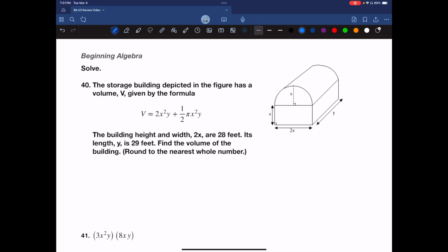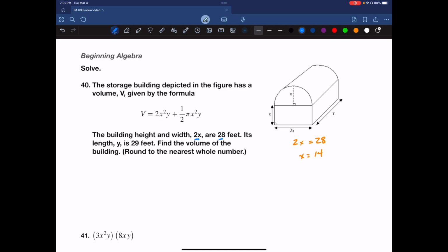This problem comes with a figure. The figure is almost not necessary. However, it tells you that the width is 28 feet and the y is 29 feet. But you have to watch out for something. It says 2x is 28. So make that quick calculation that 2x is 28 and find out what x is by itself. It's going to be 14.